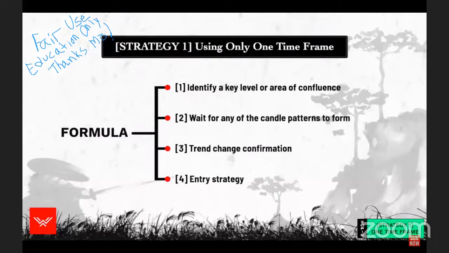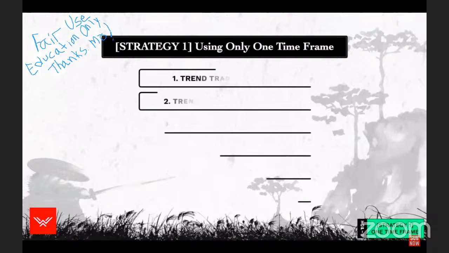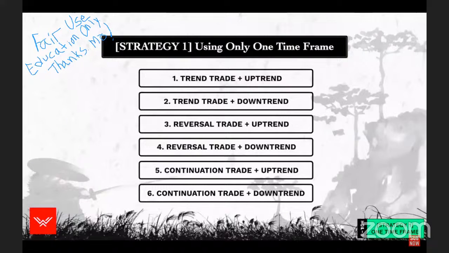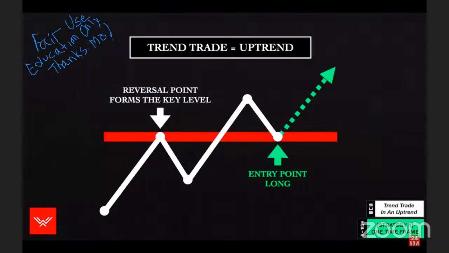So here's the core formula of the strategy. And here are the variations of the strategy we'll be going through. Now, for this section, we are only using one time frame to keep it simple. So starting with the first, which is a trend trade in an uptrend. Here is the anatomy of the trade setup. So let's show this right on the charts.